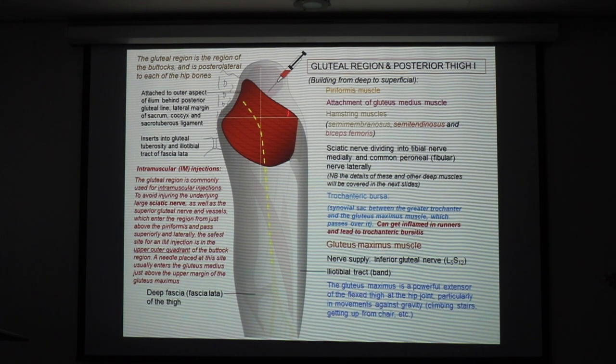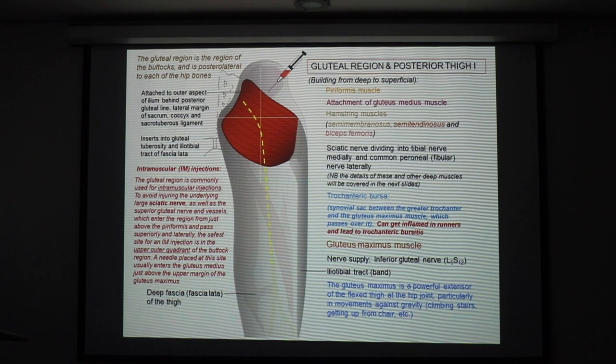But the commonest among them is the buttock, because gluteus maximus is a very big muscle and there is a lot of distribution. The drug can easily be circulated through this muscle. Okay.